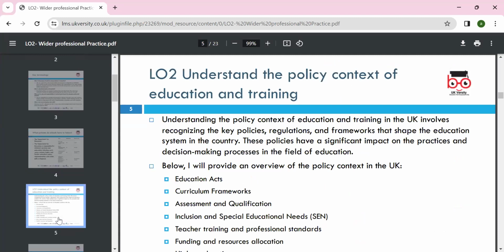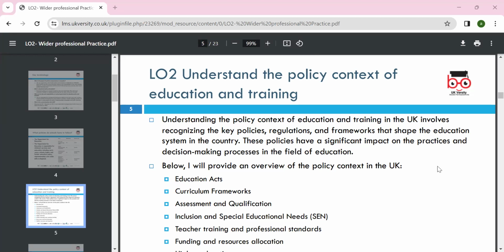Then LO2, which is understanding the policy context of education and training: recognize the key policies, regulations and frameworks that shape the education system. Of course, we have a lot of other legislation which we embed, if you're involved in recruitment and selection, like the Equality Act 2010. The Equality Act 2010 is also very important legislation which we need to embed and follow accordingly.